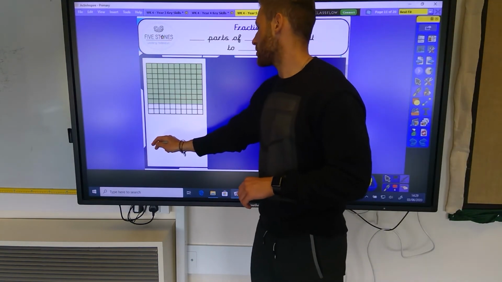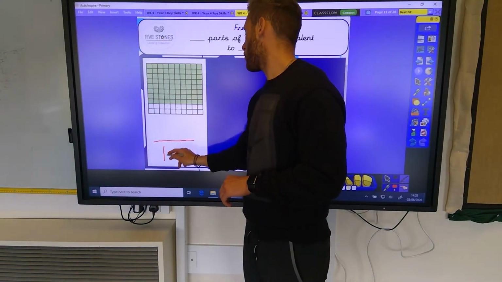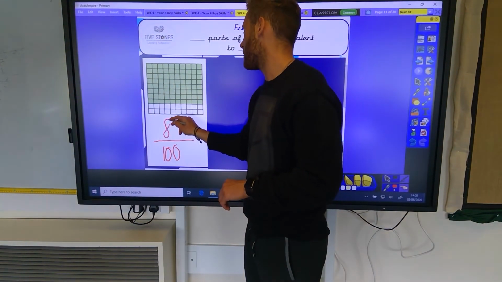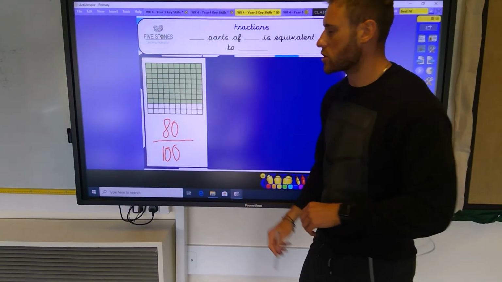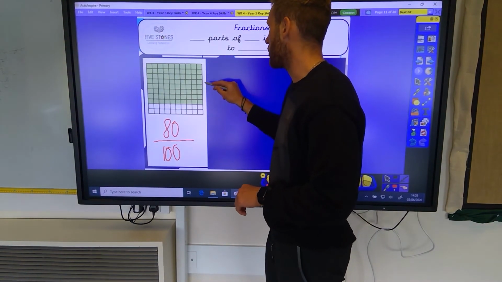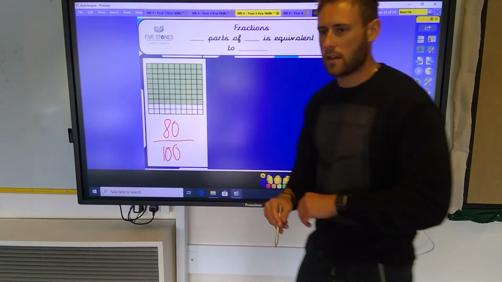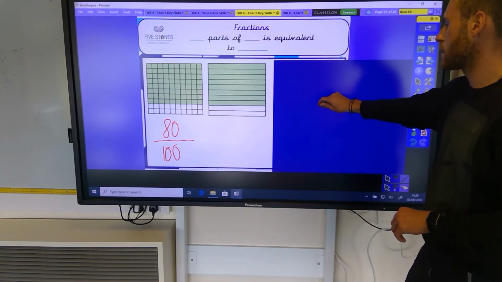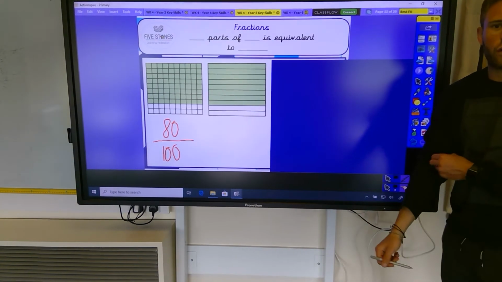So we know the shape's been shared into 100 equal parts and 80 of them have been shaded green. Let's just double check. 10, 20, 30, 40, 50, 60, 70, 80. Great. Now we've got a different representation. How are we going to write that? Off you go.